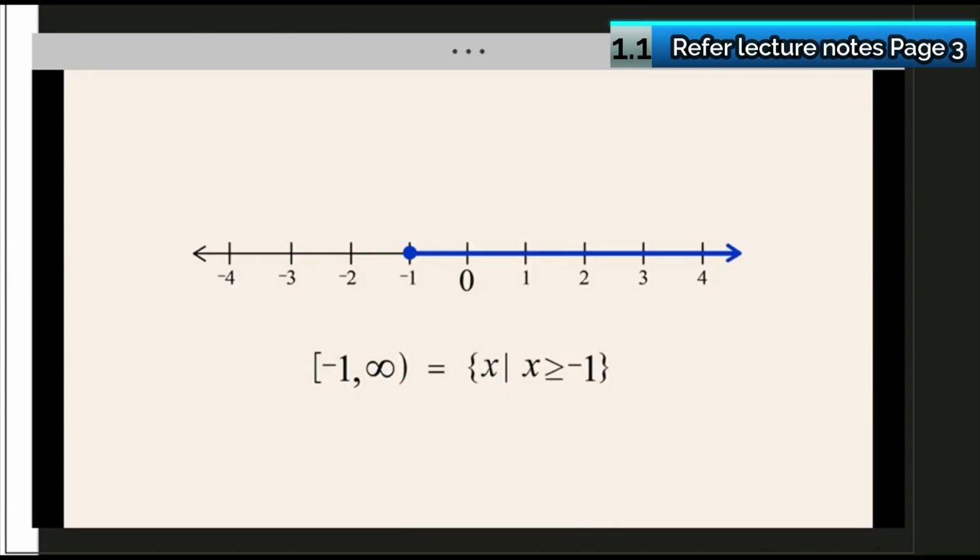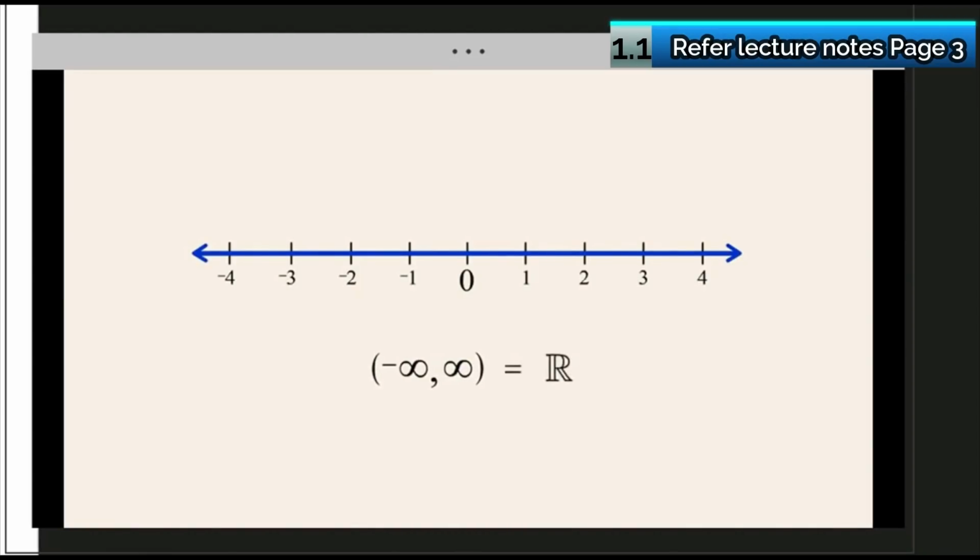In set builder notation, this is a set of all x such that x is greater than or equal to -1. If an interval has no lower bound, we say that the interval is left unbounded. This is indicated by replacing the left endpoint with a negative infinity symbol. This is the set of all x such that x is less than or equal to 1. And if an interval has neither an upper nor lower bound, we say that the interval is unbounded on both ends. This interval therefore includes the entire number line and is equal to the set of real numbers.